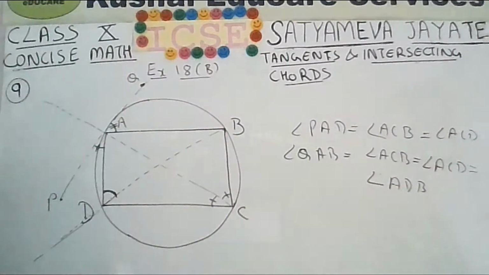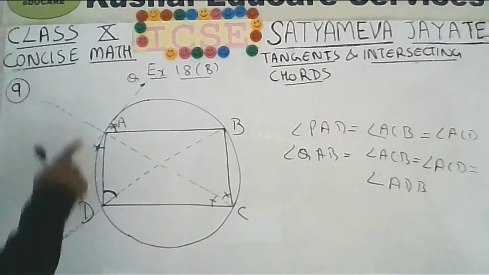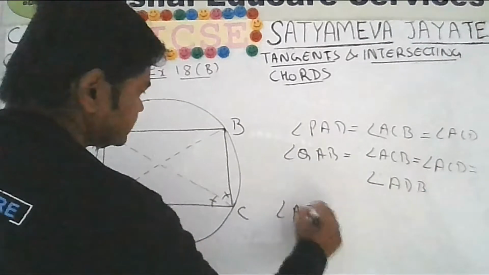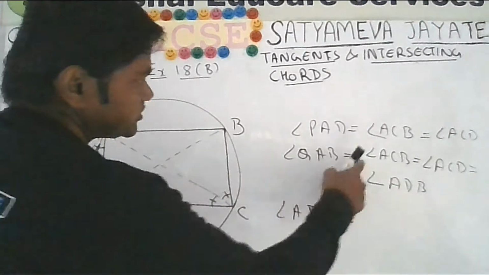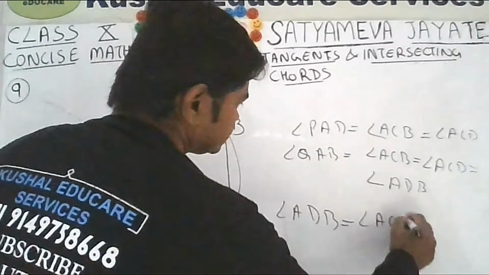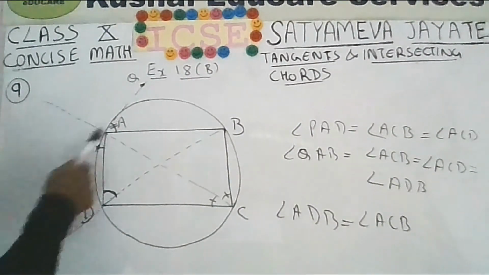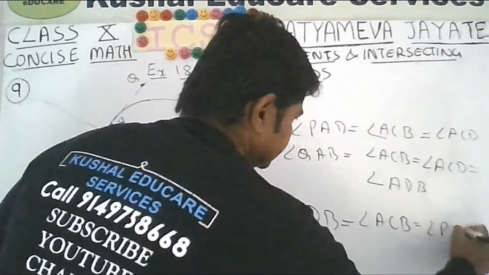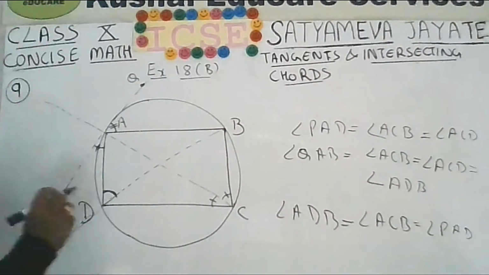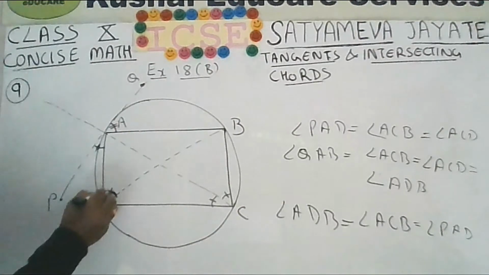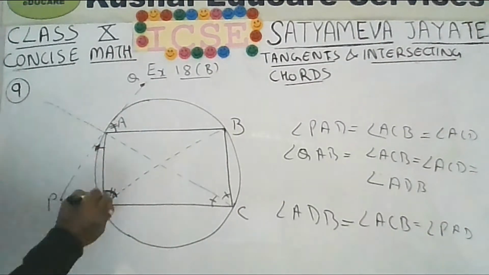So you can say that this will also be equal to angle ADB. That is this angle, from here ADB is equal to angle ACB, and you know that ACB is equal to angle PAD. In other words, these two angles, angle ADB will be equal to angle PAD.